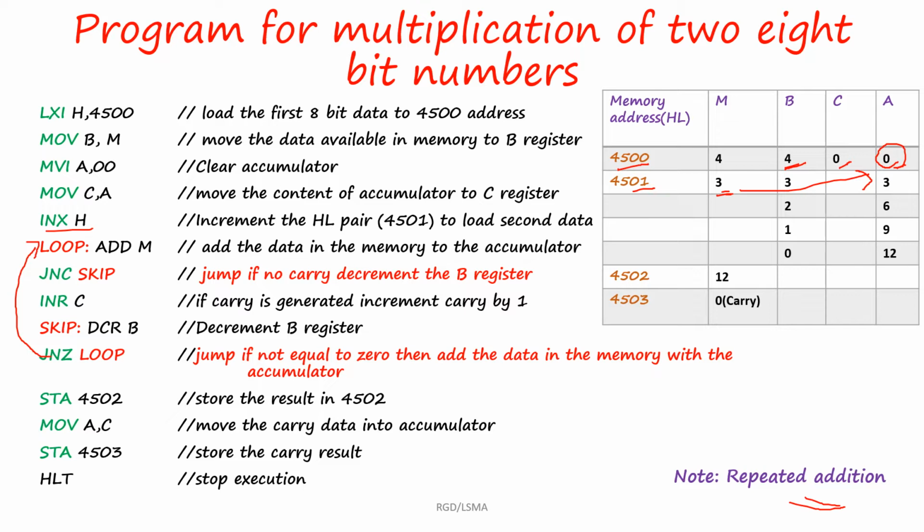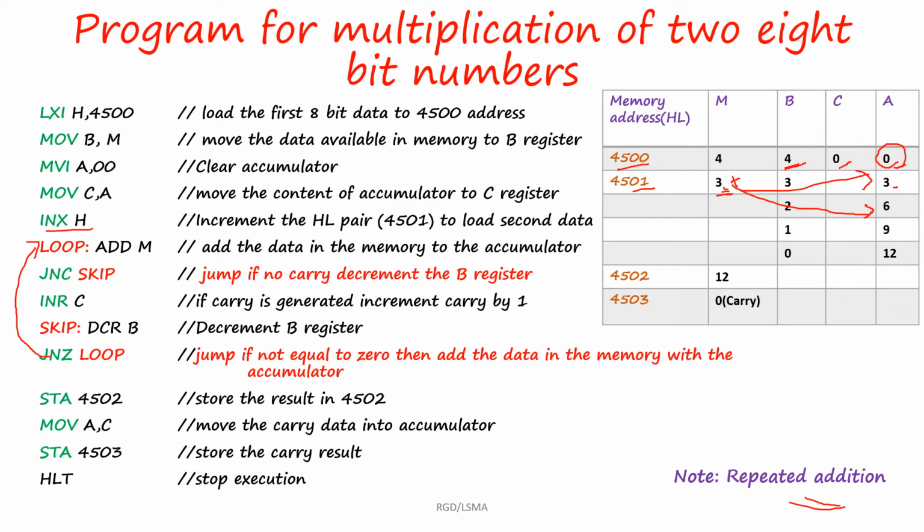So jump if no 0, again you will be going to perform this addition operation. So what is the addition operation? You are going to add the data which is available in the memory address of 4501 with the accumulated data. So what is the accumulated data? The accumulated data is 3. So 3 you are going to add with the value of 3, right? So 3 plus 3 you will get 6 as a result. Okay, this is the second step, right?